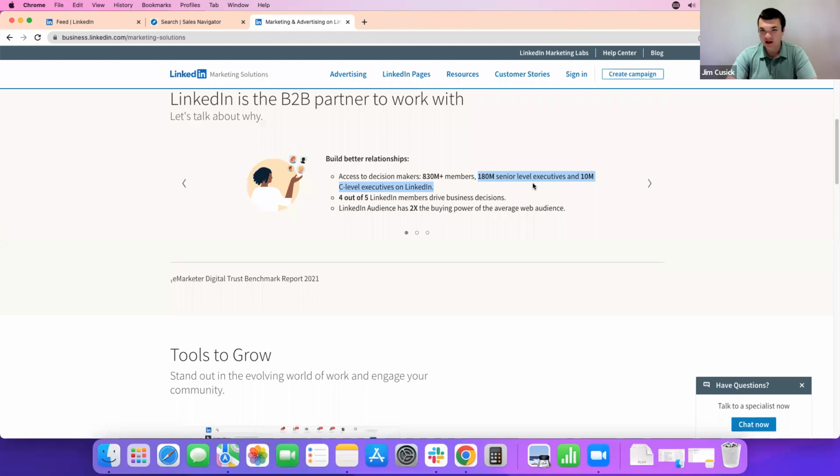4 out of 5 members driving business decisions. In B2B purchasing, there are a lot of decision makers involved in every purchase. However, 4 to 5, 80%, that's definitely high to me. But it's still really important. There's still a lot of decision makers on LinkedIn. Not everyone's active on LinkedIn, but I love their tagline, do business where business is done. People are on LinkedIn, whether they're silent people on LinkedIn or they're people who are very active on LinkedIn.